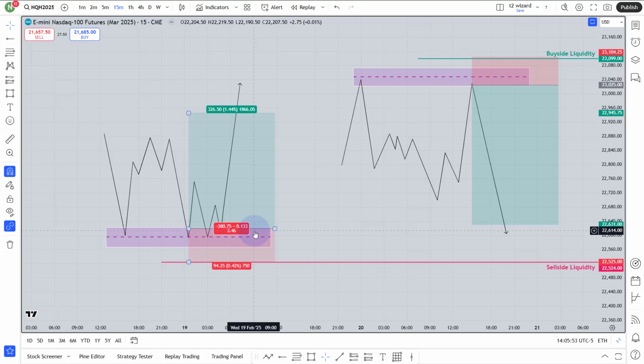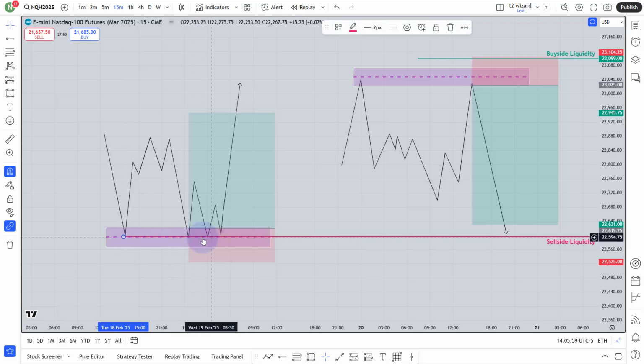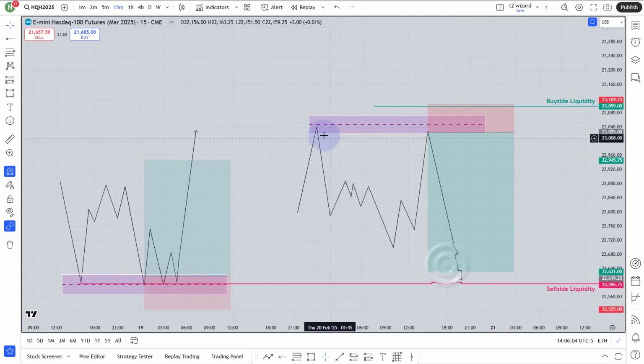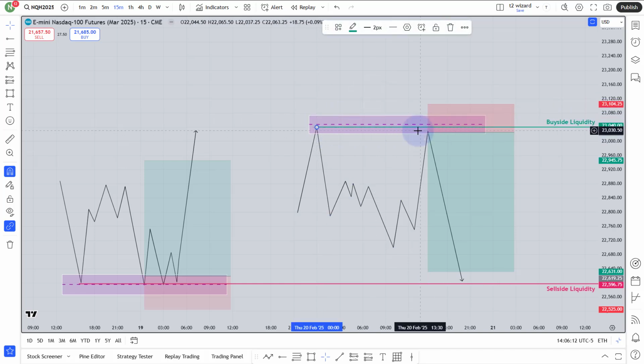Wherever I see the support zone or double bottom, triple bottom, whatever it is, I mark the lowest bottom, mark that relatively equal lows as my sell side liquidity. Wherever I see double top, triple top, four top, whatever it is, I mark that high or relatively equal highs as my buy side liquidity.